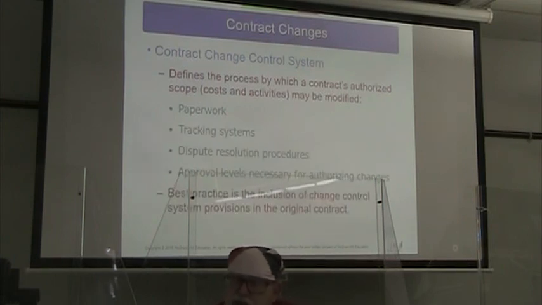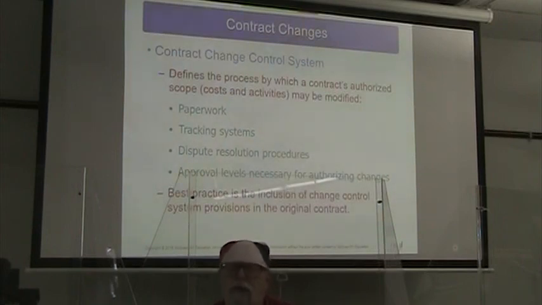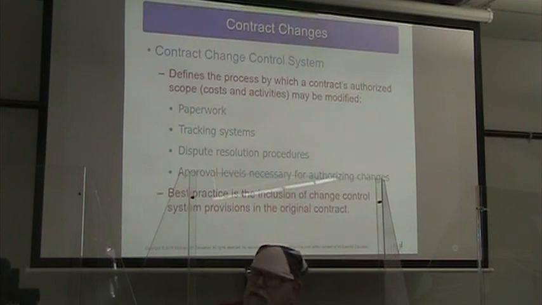Just like we have a change control system on our project, we want to have a contract change control system so that we know what the process is and we know what paperwork, what tracking we need to do, what dispute resolution, and what approval levels are needed. So we want to make sure that we have a change control system written into our original contract.